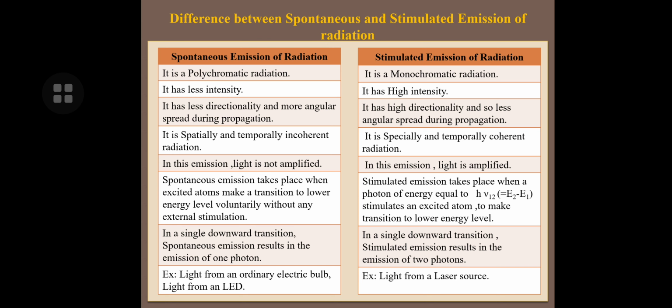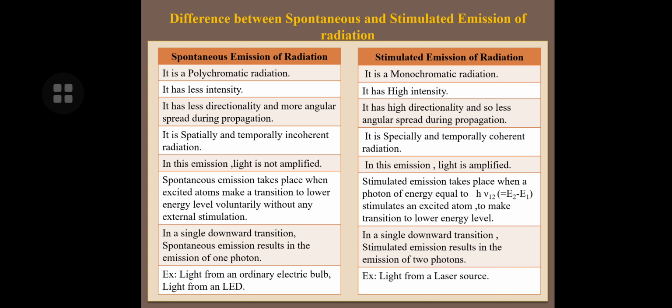Spontaneous emission takes place when the excited atoms make a transition to a lower energy level voluntarily, without any external stimulation. The stimulated emission takes place when a photon of energy equal to h nu, that is E2 minus E1, stimulates an excited atom to make a transition to the lower level. In a single downward transition, spontaneous emission results in the emission of one photon. In a single downward transition, stimulated emission results in the emission of two photons.